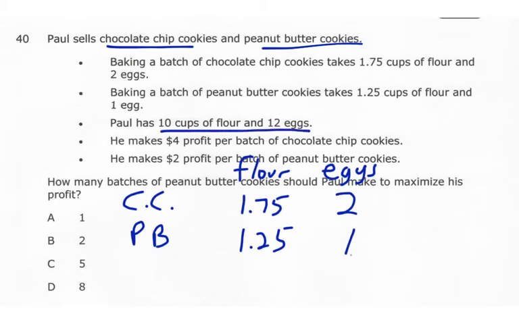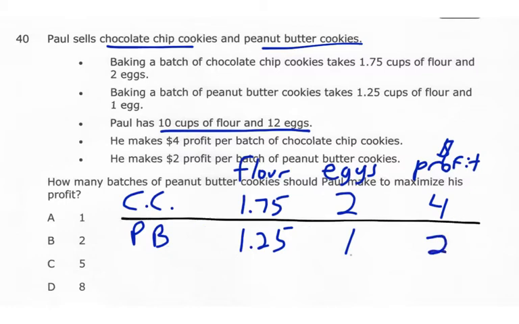Well, that's important because we can't go over that amount for either of them. Otherwise, we have some nasty cookies. He makes $4 profit per batch of chocolate chips. So I'm going to put profit over here for my table. And that's $4. And then $2 for each batch of peanut butter cookies. Alright. My table's looking good now.